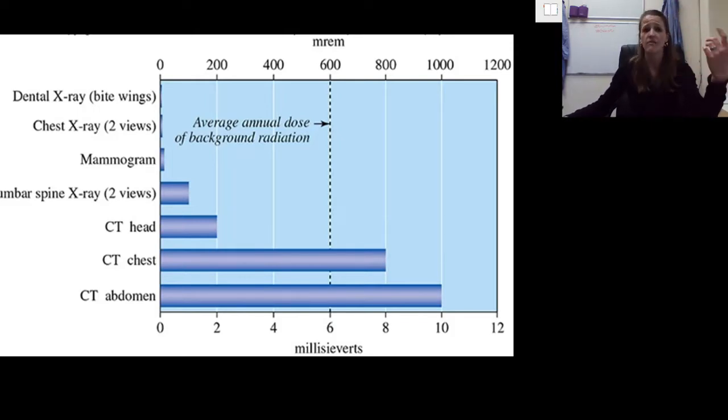Chest x-ray, not very much. Mammogram, not very much, which is good because women need to do mammograms all the time to make sure that they're not sitting there waiting for breast cancer, okay? So you need to be careful, get screened. Your lumbar spine x-ray, not very much. As soon as we start talking about CT scans, that's when doctors and scientists start freaking out. CT scans are really bad for you. You get a lot of radiation when you get a CT scan. Surprisingly, if you had to pick, you would probably prefer to get a CT scan of your head than your chest. The last thing you want to do is get a CT scan of your abdomen.